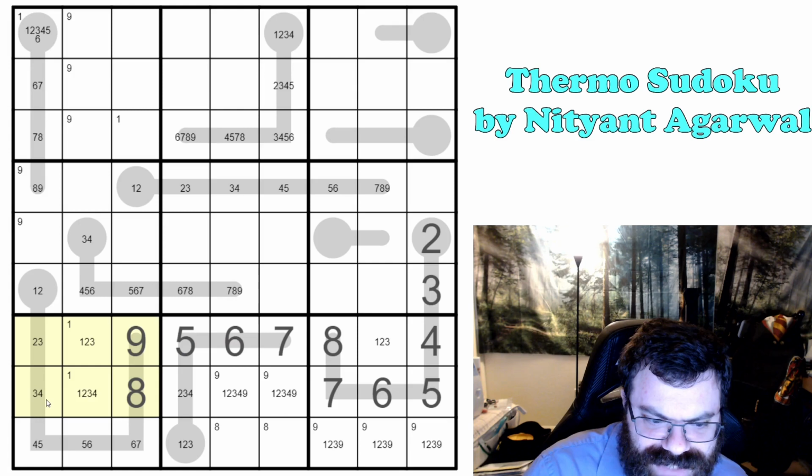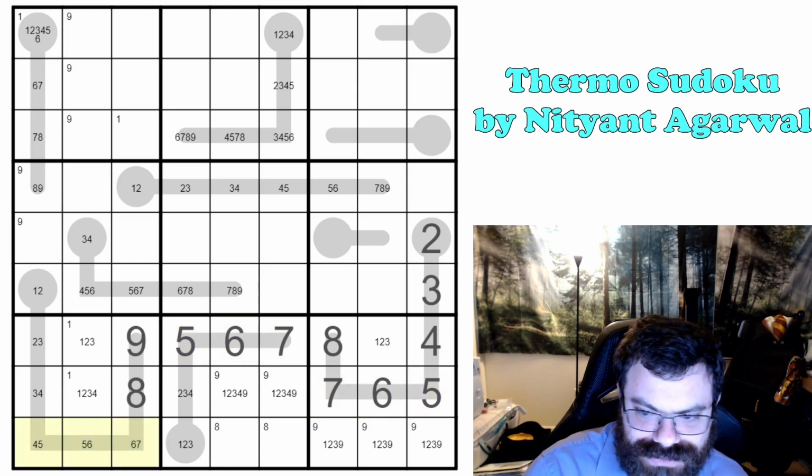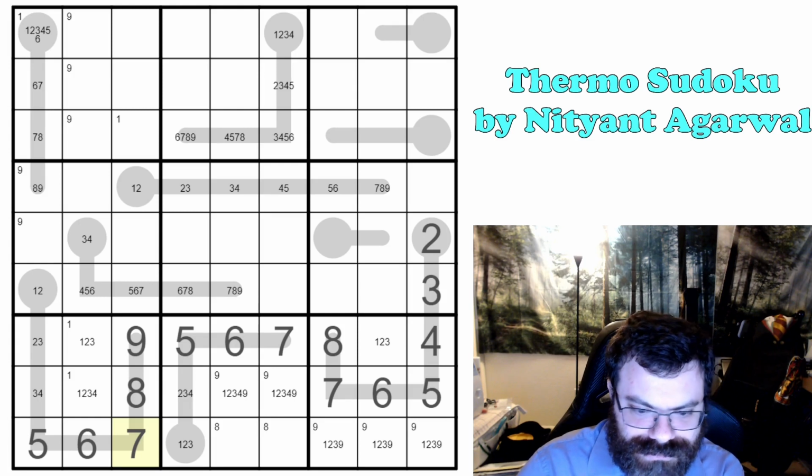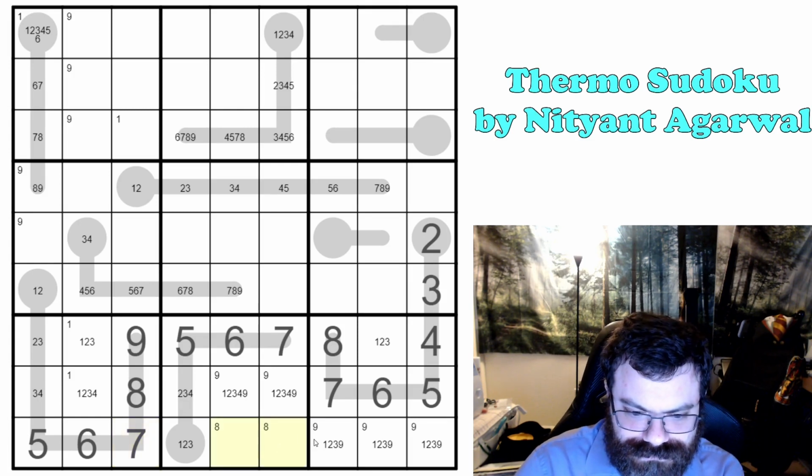Well, okay, where do 5, 6, and 7 go in this box? That's kind of what I'm seeing. Because 5, 6, 7 are eliminated from these two triples. And so when we have two triples like this, this has to also be a triple. So this is 5, 6, 7. There's only one way to do that on a thermo. So then this is 1, 2, 3, 8.